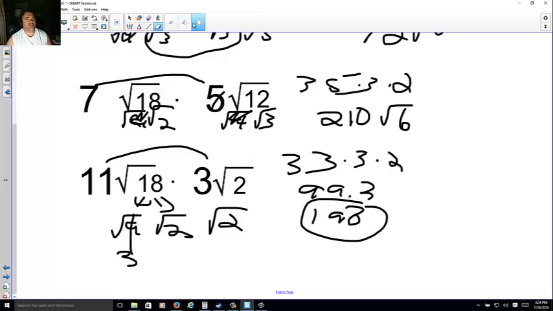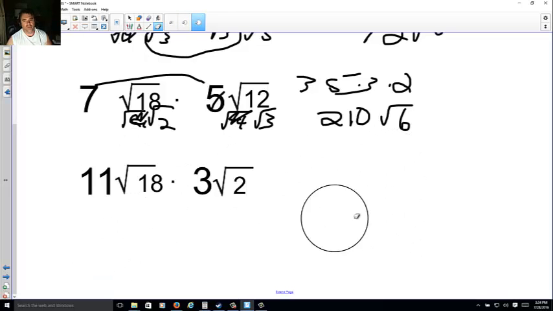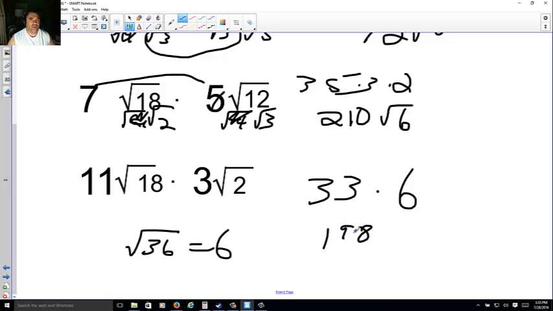No. Take this last one for an example. Yeah, it's 198. We understand that, hopefully. We could do it this way. You could do 11 times 3 is 33. And 18 times 2 could make 36. And you might know the root of 36, because you remember you multiply the inside of a square root. And the root of 36 is 6. And turns out 33 times 6, 18 and 18 also make 198. So either way you want to play is fine.